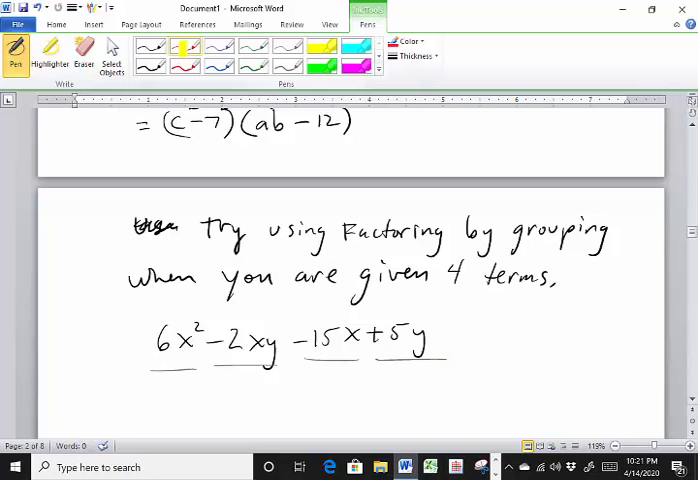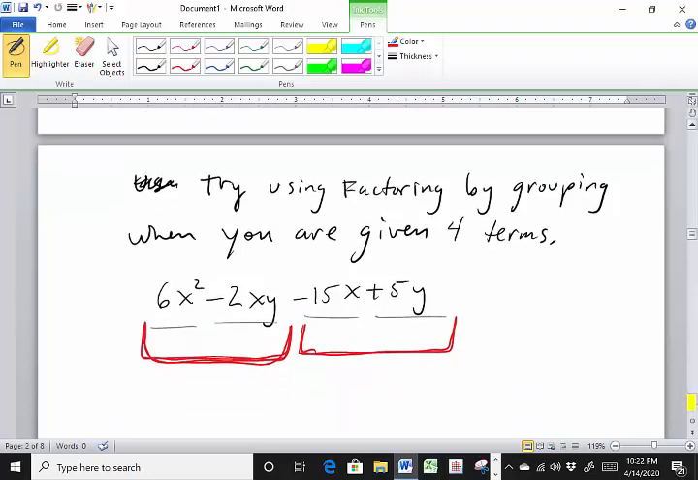And usually the way this works is you're going to just group, hence the name factoring by grouping. You're going to group the first 2 terms together, and you're going to group the second 2 terms together. And then you're going to actually factor the first 2 terms and then factor the second 2 terms. And you'll see what happens here.